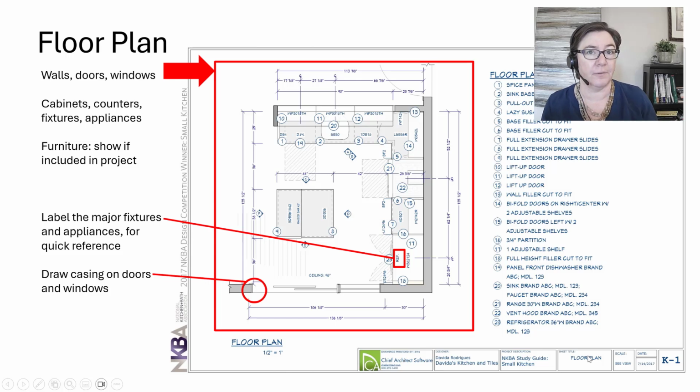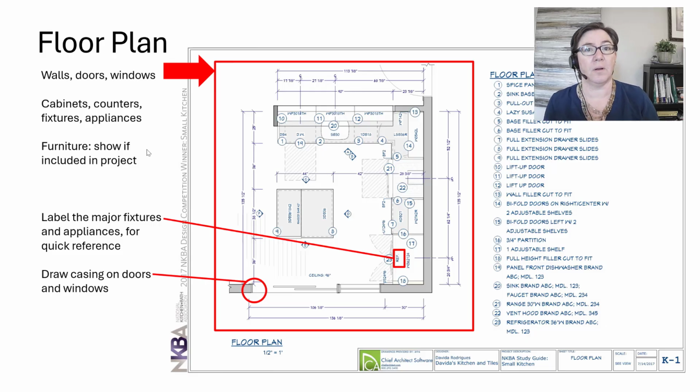What is on a floor plan? We have walls, doors, and windows. That's really important. We have cabinets, countertops, fixtures, and appliances. All right. You can show furniture if it's included in the project, and many people choose to do so. It's not 100% required. Okay.